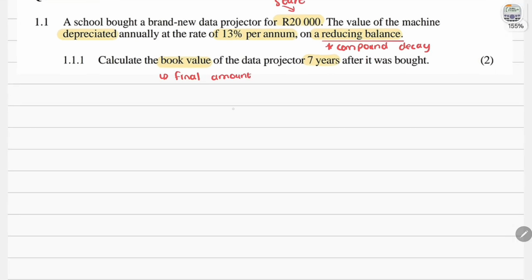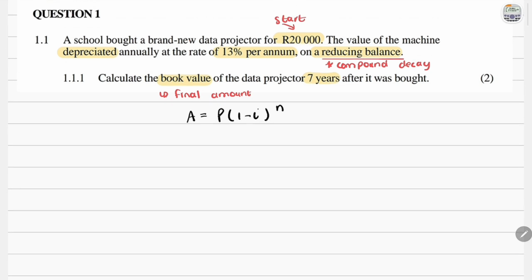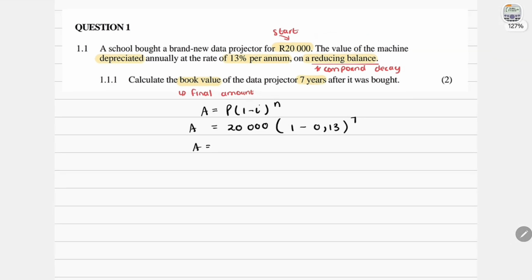So we need our formula, and that for compound decay is A equals P multiplied by (1 minus i) raised to the power of n. P is the principal amount, the amount that you start off with. So this is the amount that will depreciate, and that is 20,000. Then 1 minus our interest, which is 13 over 100 as a decimal, that is 0.13. And then this depreciates for 7 years, and this will give us the value of A. So just punch this into your calculator and let's get the value of A.